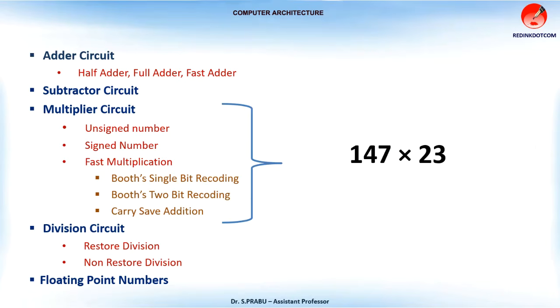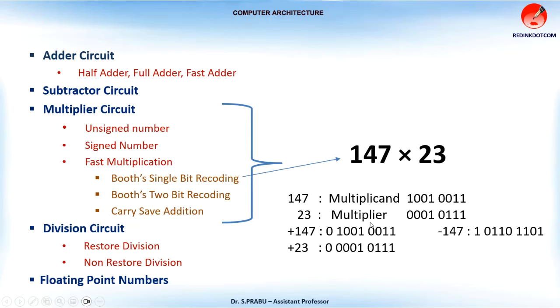Suppose the question asks for fast multiplication, and the values are 147 into 23. In fast multiplication, you can use any of these three methods. In your question paper, these three methods may be explicitly specified. If not, you can use any one of these methods. Here I use this first method. So this is absolutely signed multiplication. Before doing the multiplication process, first I represent these two numbers properly. 147 is the multiplicand, 23 is the multiplier.